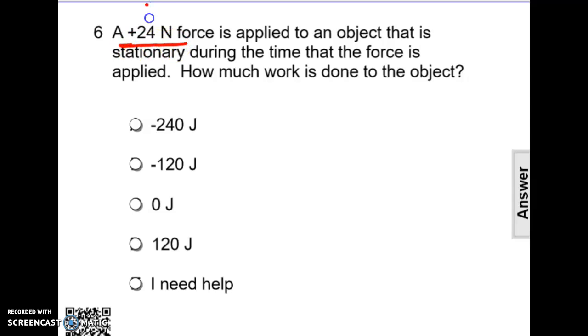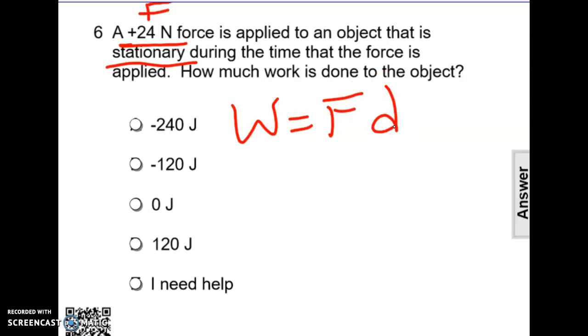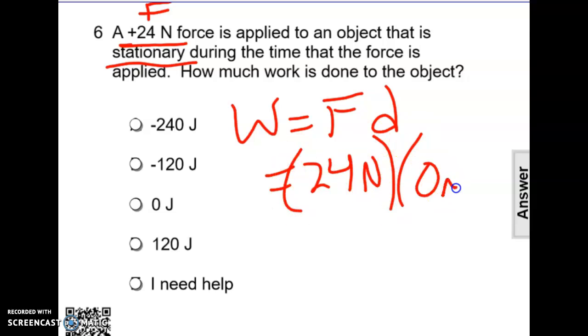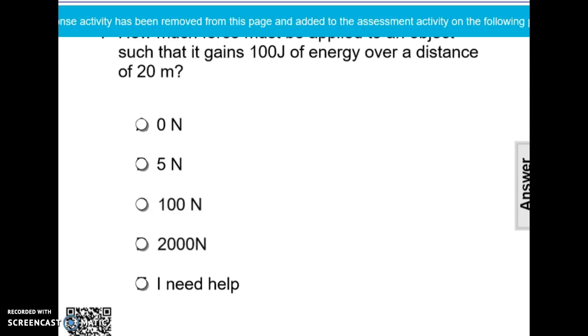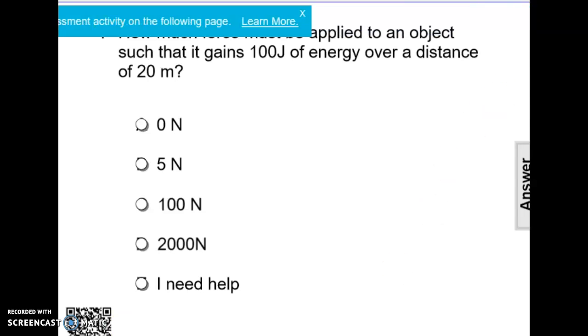Now I'm going to apply a force, but the object is going to remain stationary. If it remains stationary, we can calculate the work. Work equals force times distance, so it's going to be positive 24 newtons times distance of 0 meters with no displacement. We're going to see that we will have no work occurring right there. Let's keep on moving here.